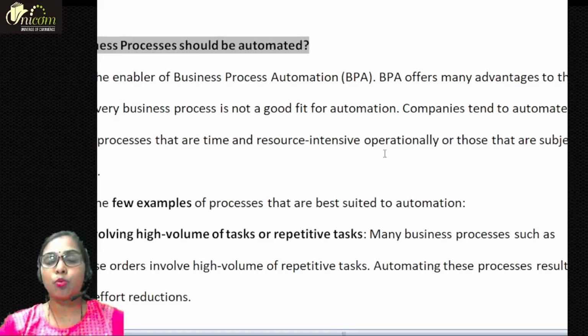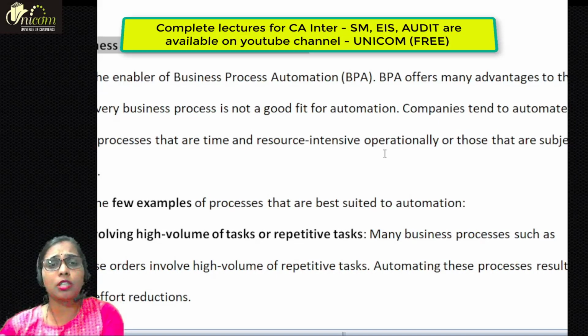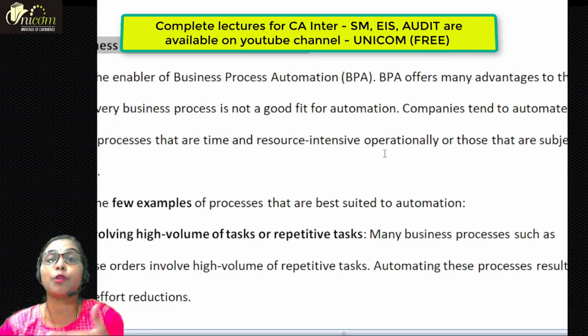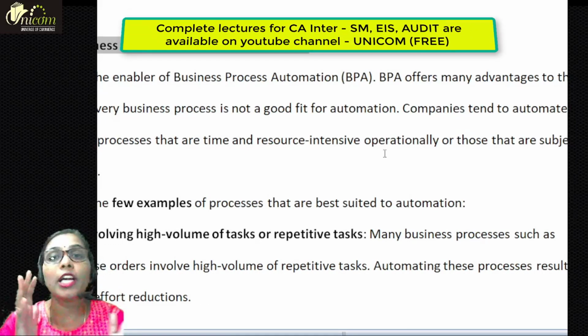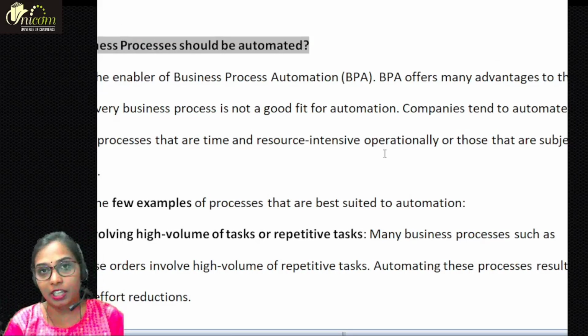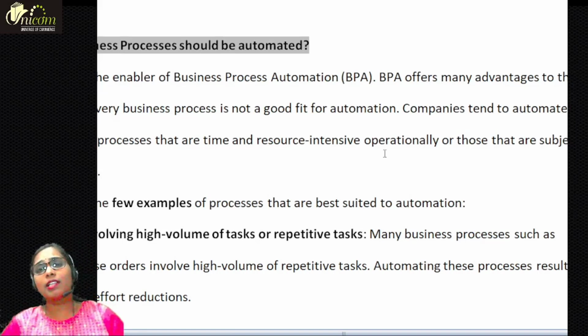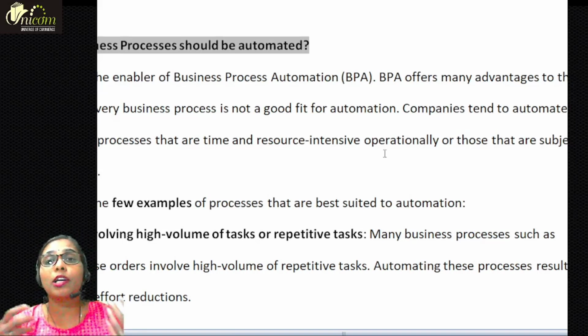In this, they have given some examples, like which types of business processes should be automated. Okay, so let's study. It's a very easy part. So what does it say? The first thing is, what is automation?